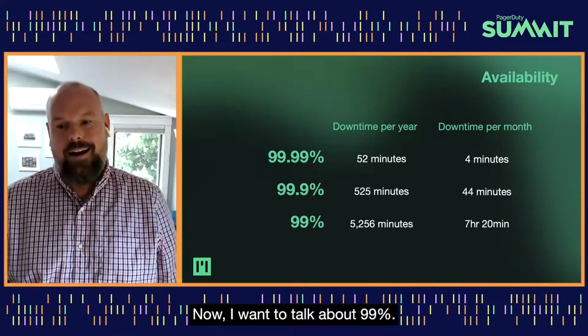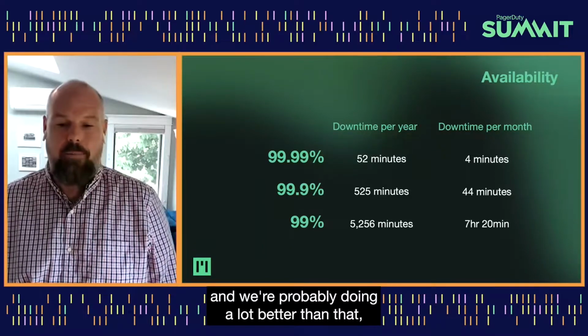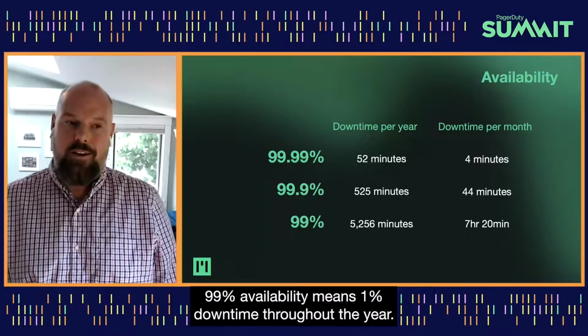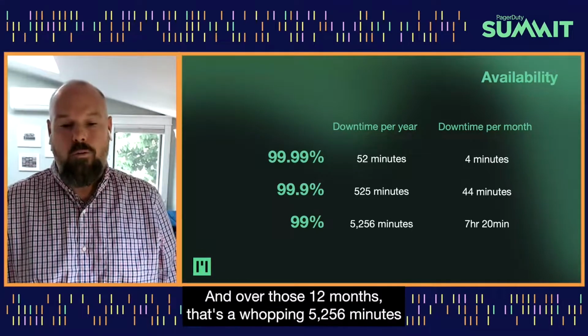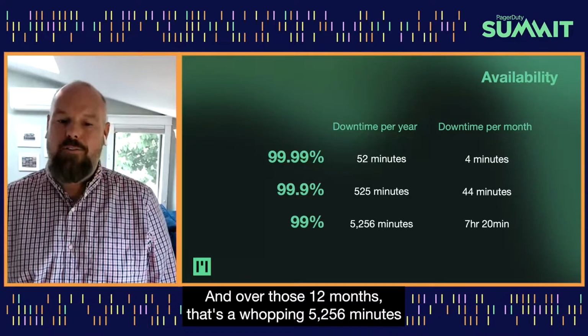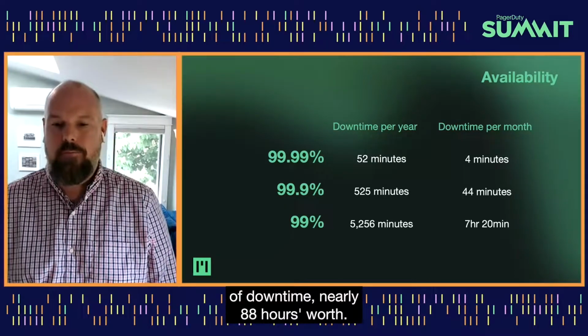Now, I want to talk about 99%. I know most of us aren't aiming for that, and we're probably doing a lot better than that. But I think it's important to set that context. 99% availability means 1% downtime throughout the year. And over those 12 months, that's a whopping 5,256 minutes of downtime, nearly 88 hours worth.